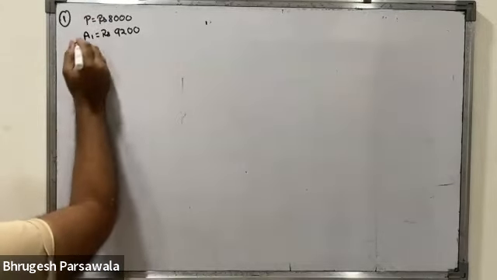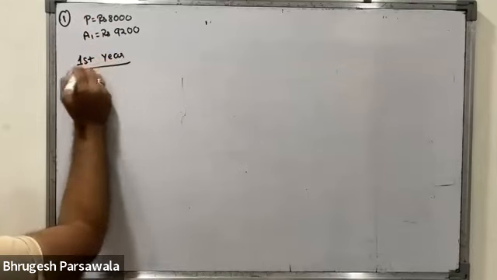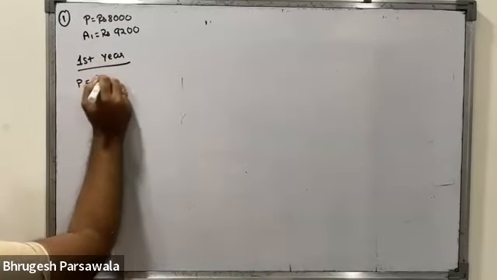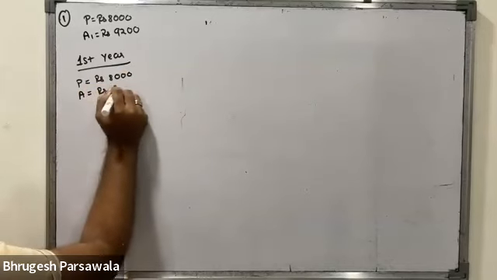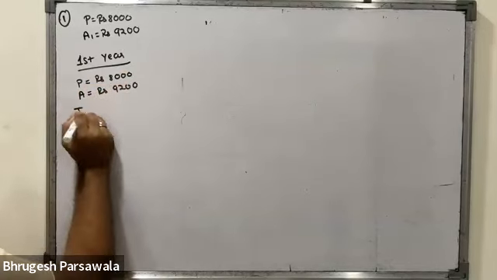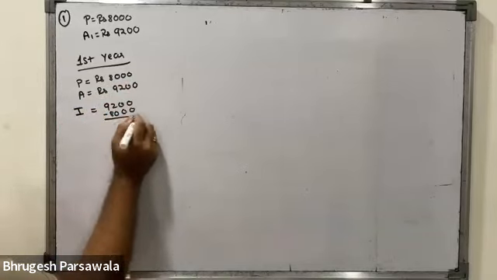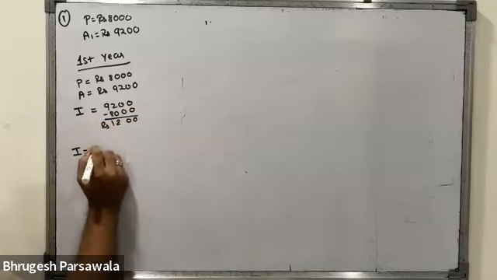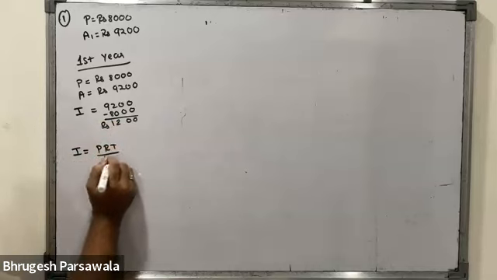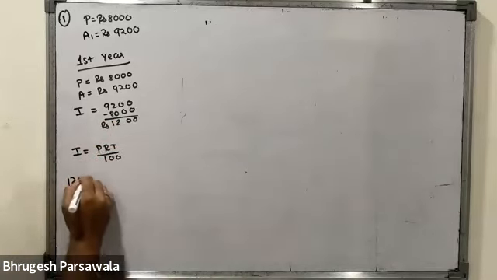So for the first year, beta, let us calculate. What is my principal? 8,000. What is my amount at the end of the first year? 9200. So what is my interest for the first year? 1,200. Beta, what is the formula for interest? PRT upon 100, meaning 1200.